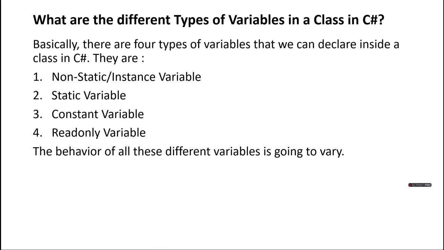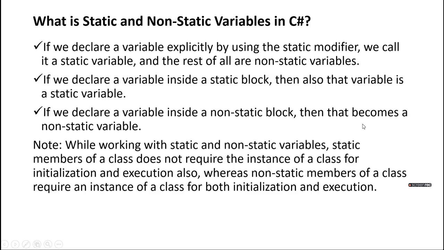What are the different types of variable in a class in C#? Basically there are mainly 4 types of variable that we can declare inside a class. They are non-static or instance variable, static variable, constant variable, and read-only variable. The behavior of all these different variables is going to vary.